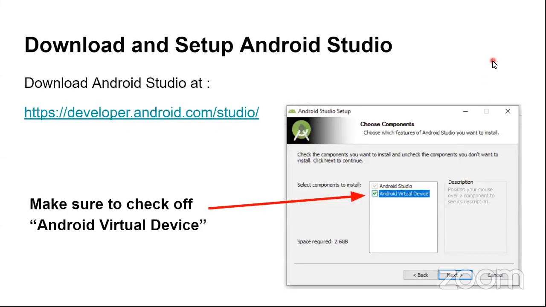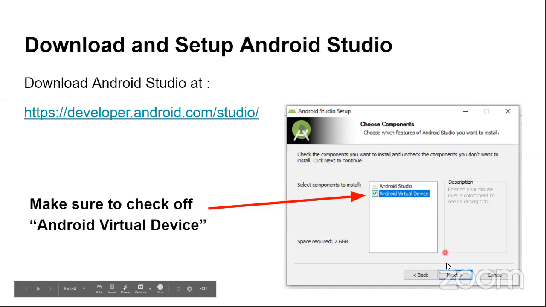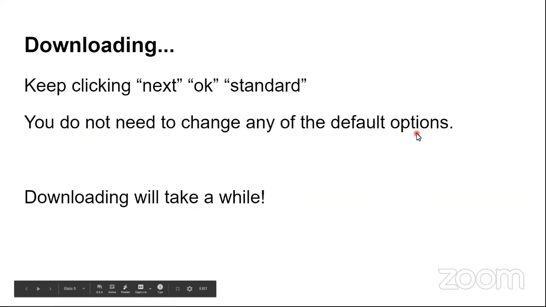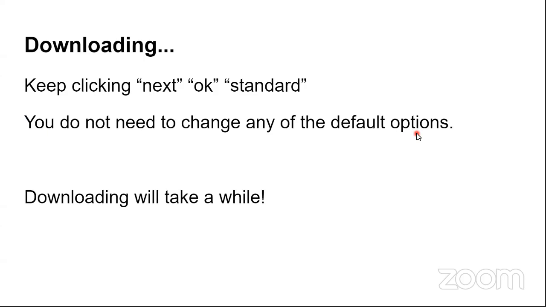So let's work on downloading it if you haven't done so already. Downloading and setting up Android Studio: you should download Android Studio at this link. You will get prompted with this window for the setup, and make sure you check off Android virtual device over here. After that you click next. In the installation, you just keep clicking next and OK. At one point they ask for a standard install, and you can click that. You don't need to change any of the default options, and downloading will take a while.